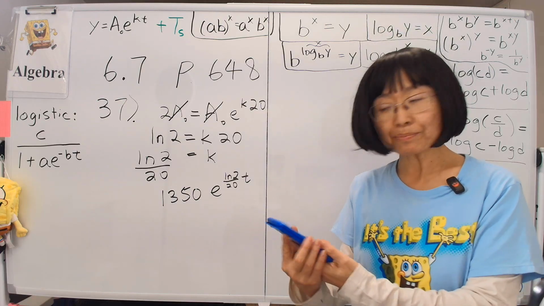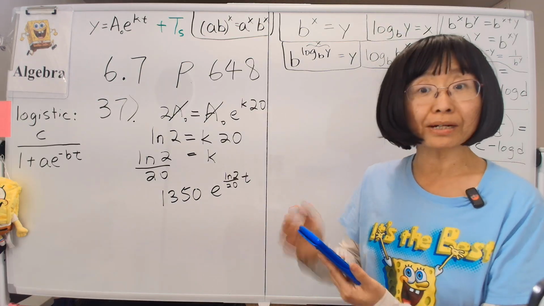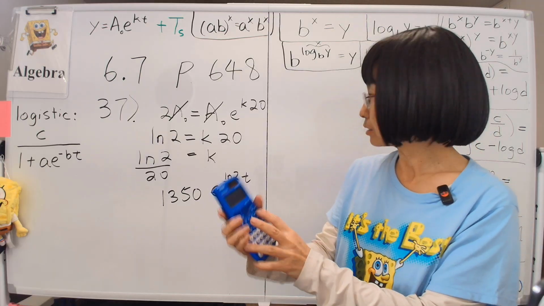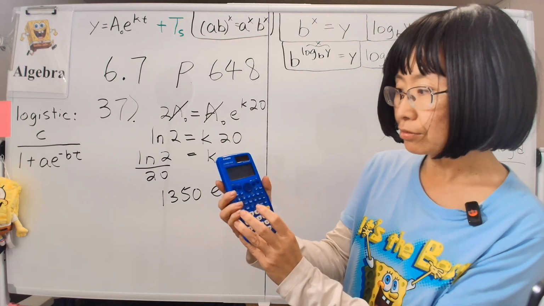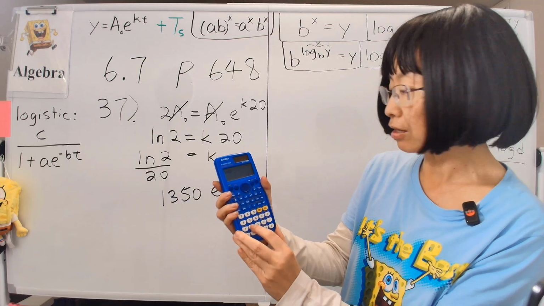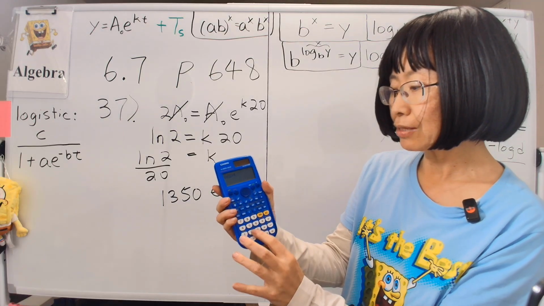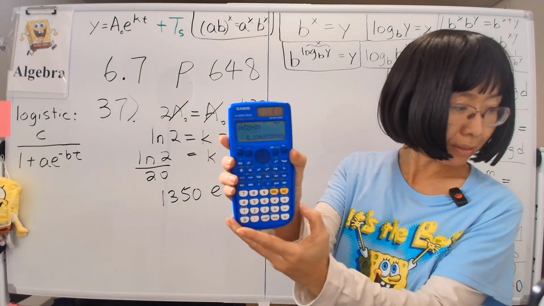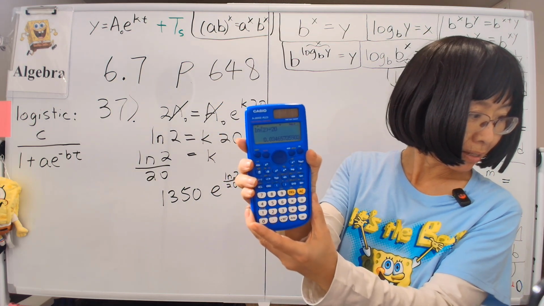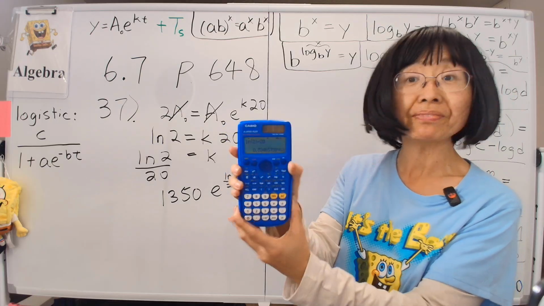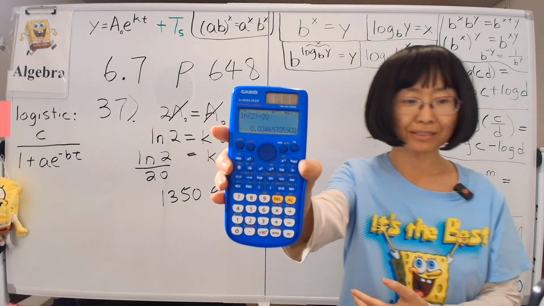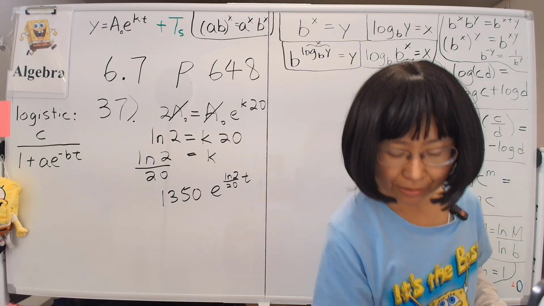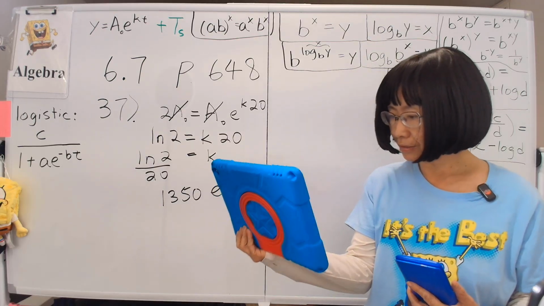Now the answer at the back of the book does want to know what is k, so let's do that. Calculating k, natural log of 2 divided by 20, that equals 0.346 or something. Yep, that is correct. That is the same as what the back of the book says. So we got k.